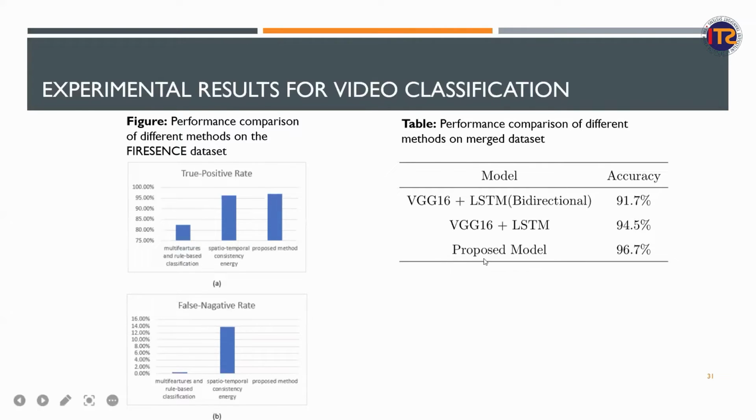Also, take a look here at the performance comparison of different methods on the merged data set. As I said already, we have created a new merged data set for testing. Also using our method, we can obtain better accuracy. Also, regarding the true positive rate and false negative rate, our proposed methods are also better than the others.